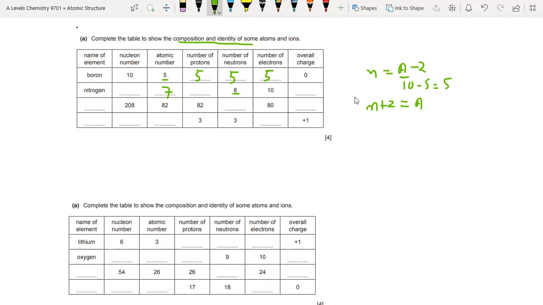Nucleon number: the number of neutrons is given here as 8, plus 7. 8 plus 7 is equal to 15. That is A. We will use it here, 15. Nucleon number has come 15. Atomic number is 7. Number of protons is also equal to 7.